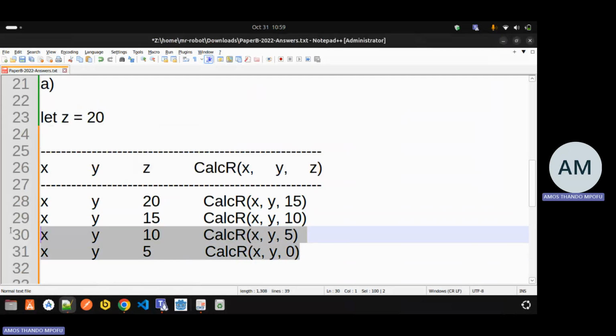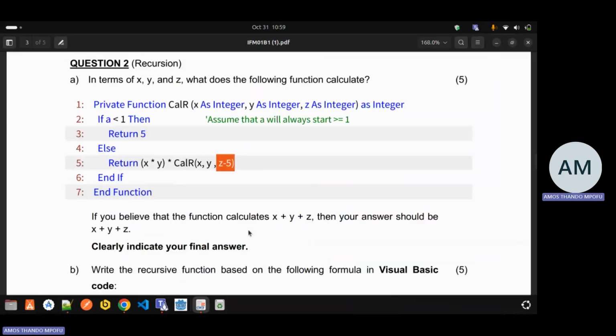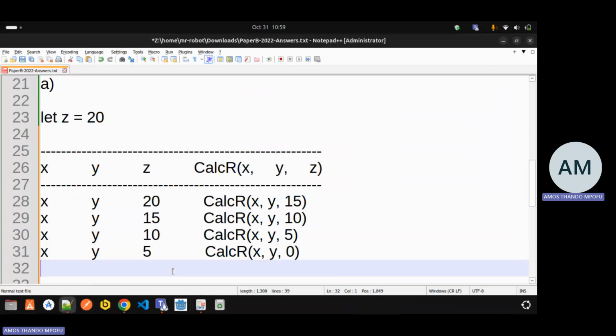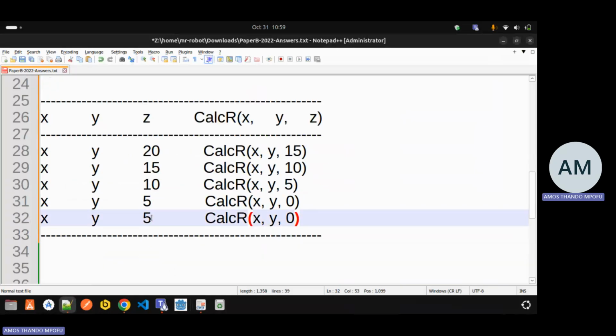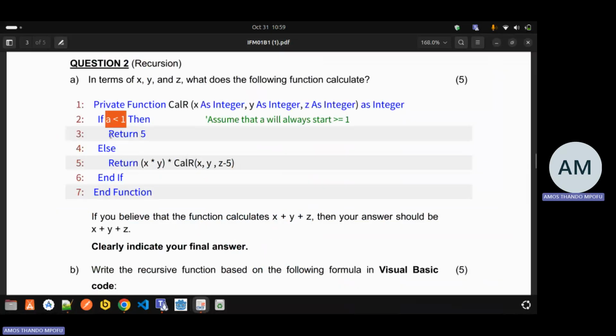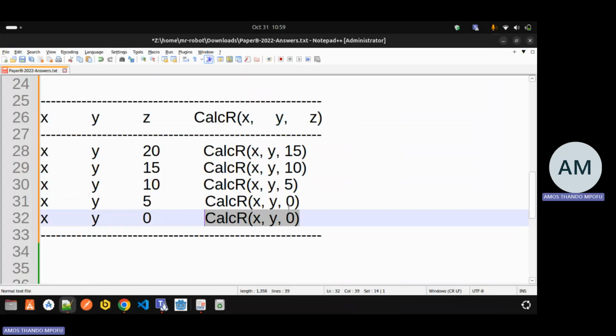Okay, that's fine. It's just 0. So that means in the next step, because remember they said you stop. I'm not done yet, right? They say I stop when Z is less than 1. And is 0 less than 1? Yes, it is. So here it's 0. And when it's less than 1, what should we return? They want you to return 5. So therefore, I'm going to go back here and return a 5 here.